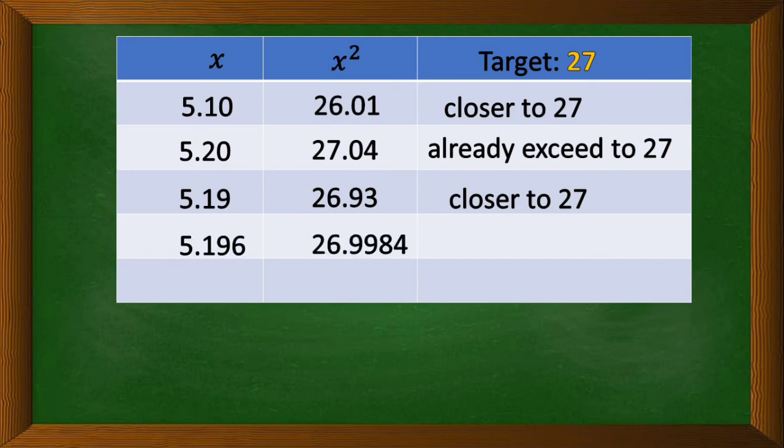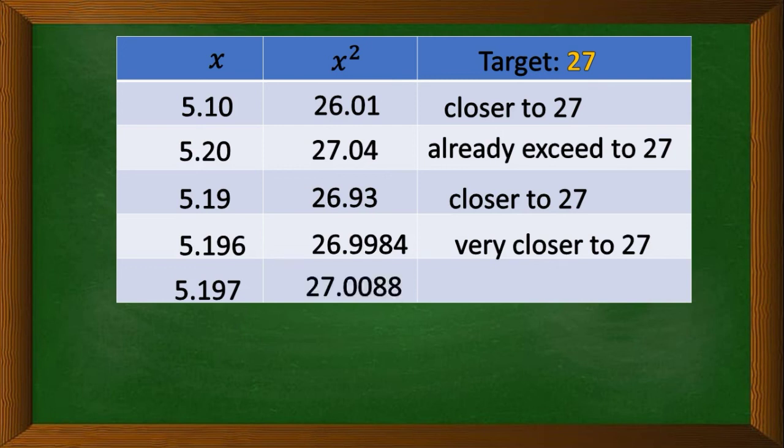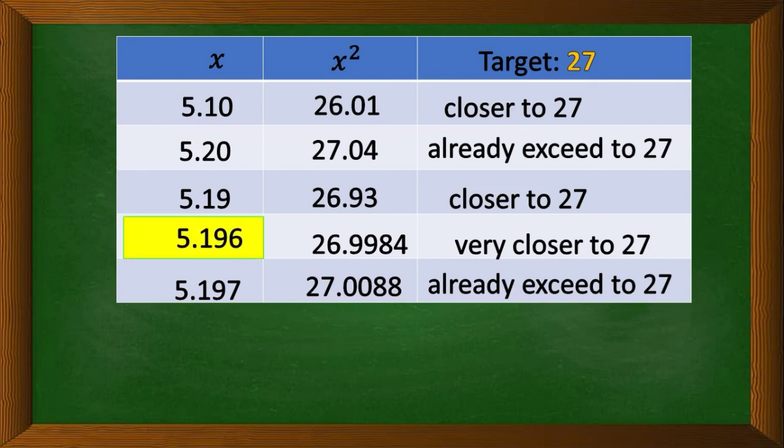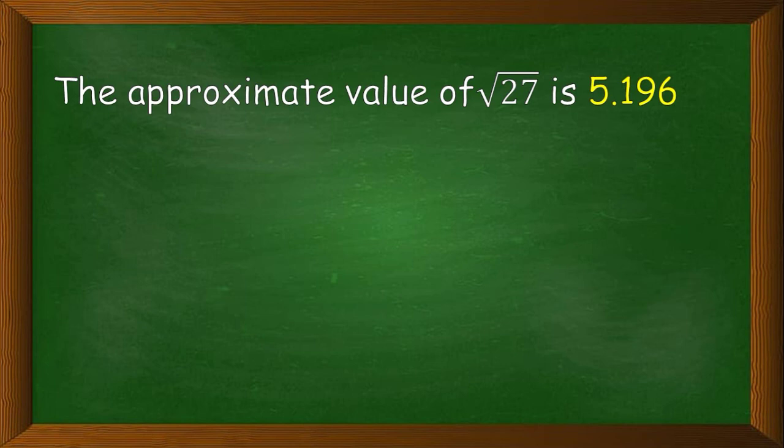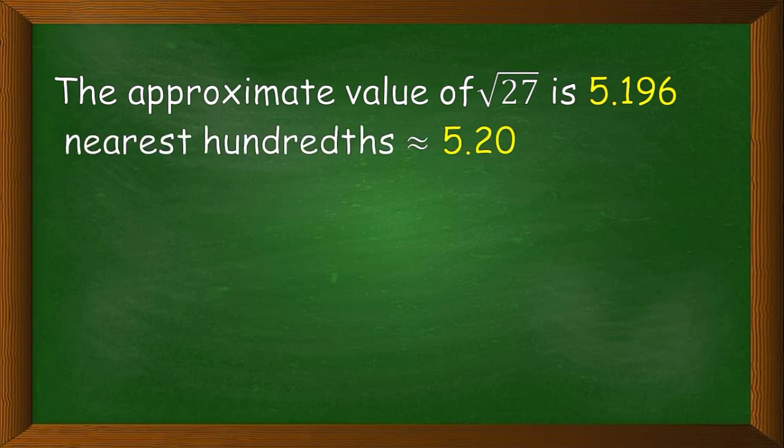5.196, we have 26.9984. Very close to 27. And we have 5.197. Kapag in-square is 27.0088. It exceeds to 27. Ibig sabihin, ang 5.196 ang ating sagot. So, the approximate value of square root of 27 is 5.196. When you round it to the nearest hundredths, yung 196 magiging 0.20. So, the answer is 5.20.